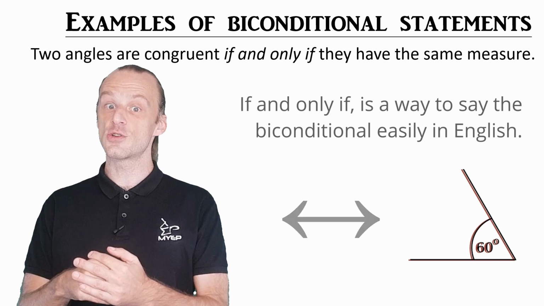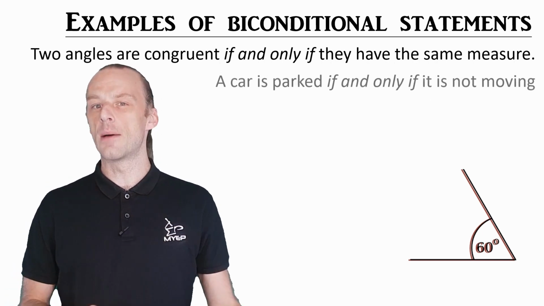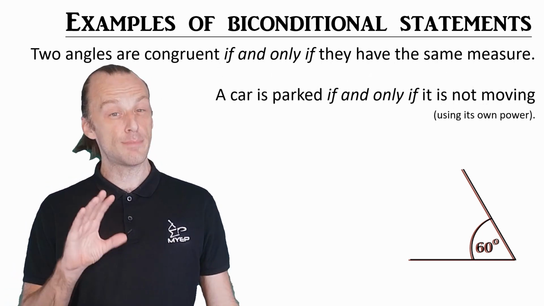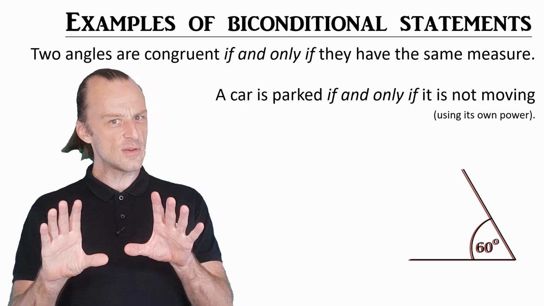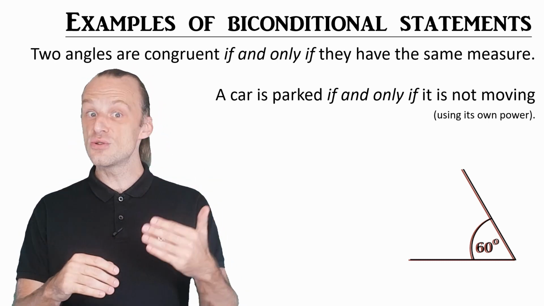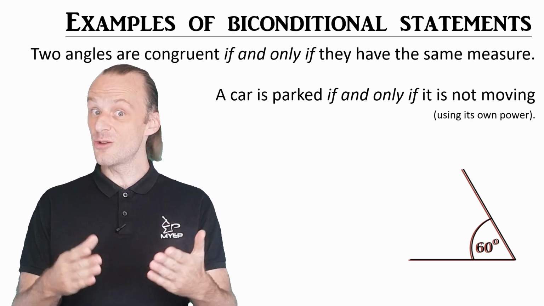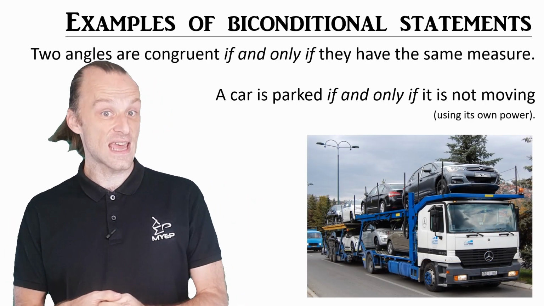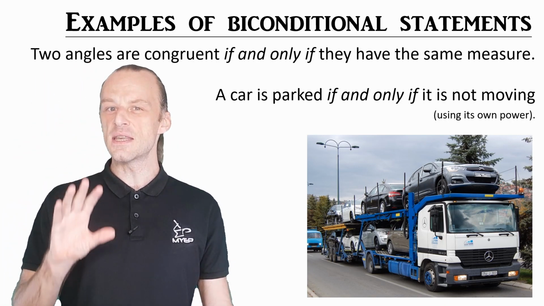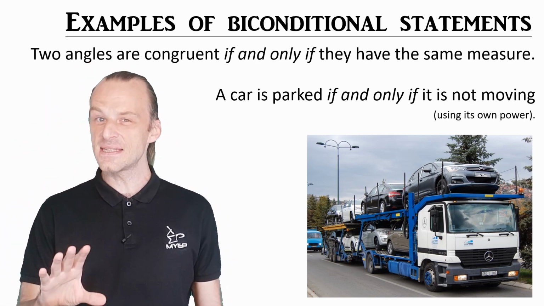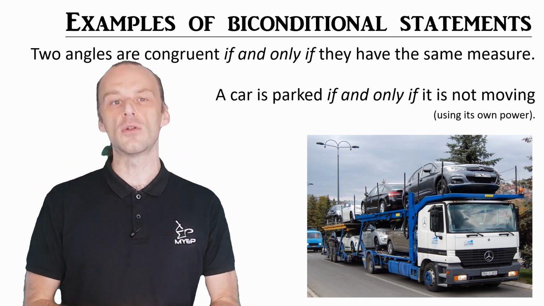Another example might be to say that a car is parked if and only if it's not moving. But we have to be careful here and add using its own power, because sometimes parked cars can move around, like in this picture. Again, we can see that these relationships can get messy if we are not very careful with our language.